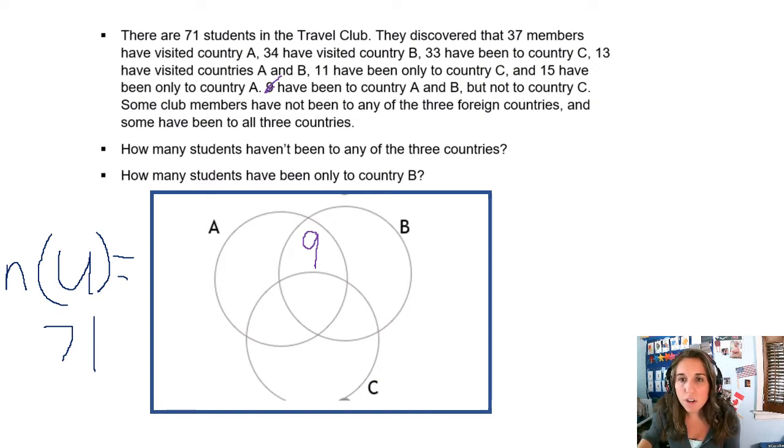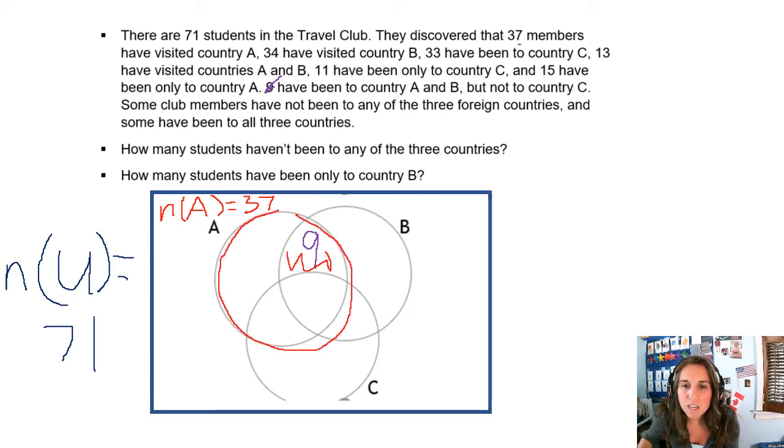We also know, let's go to the totals, there are 37 members that have visited country A, okay? So that means the number of elements in A is equal to 37. I'm going to use that at some point. I can't use it yet because I only have one small piece of that filled in, and I don't know this, or this. So there's no way I can figure out the other pieces yet. But I will use it eventually.